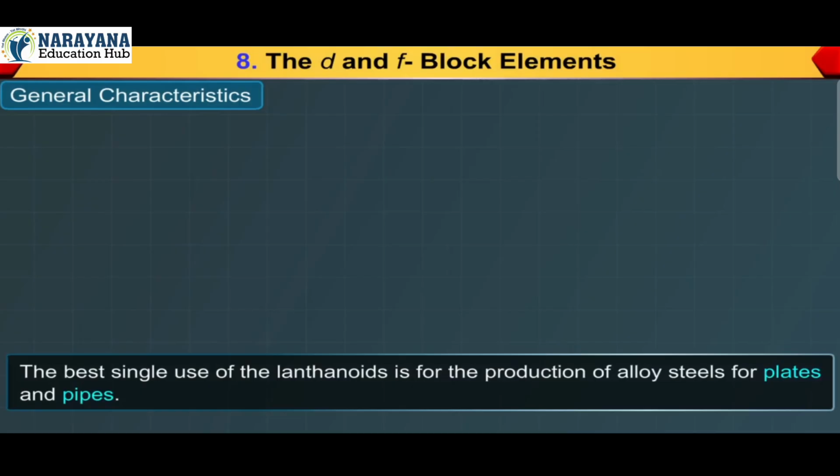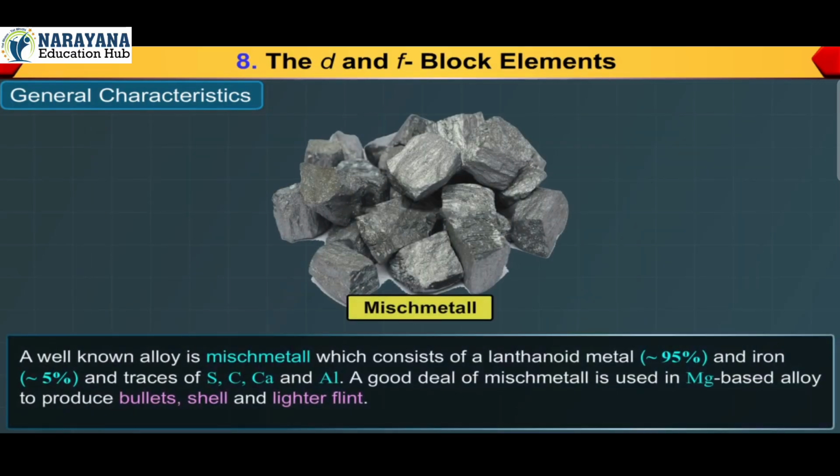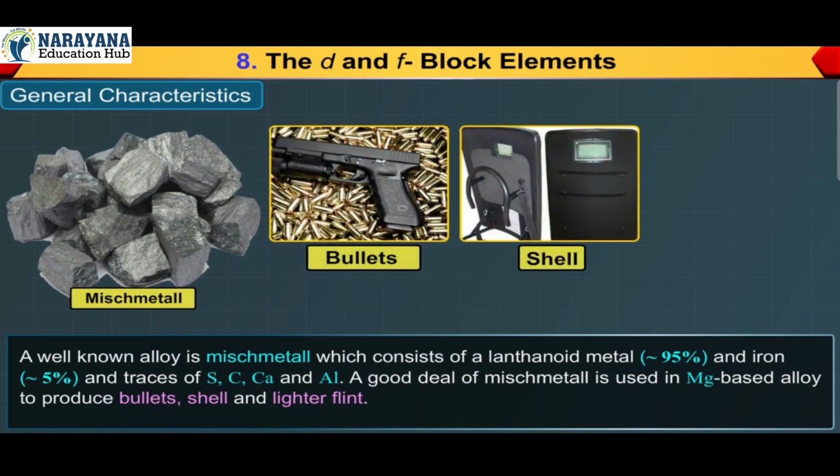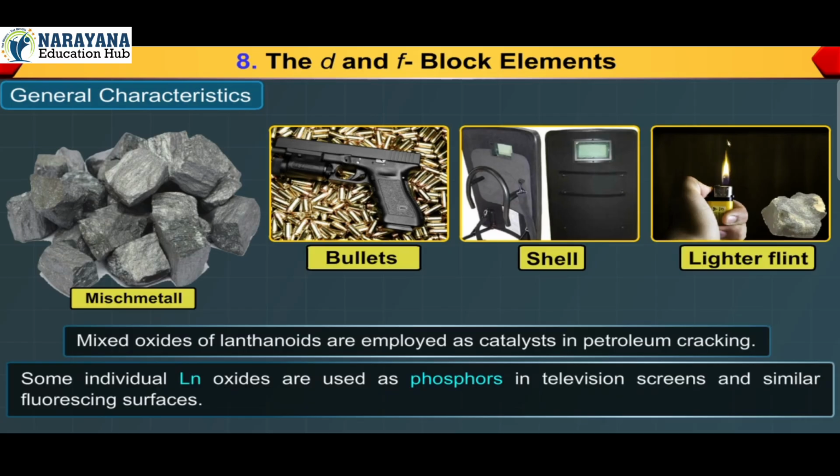The best single use of the lanthanoids is for the production of alloy steels for plates and pipes. A well-known alloy is mischmetal, which consists of a lanthanoid metal, that is about 95%, and iron, that is about 5%, and traces of sulfur, carbon, calcium, and aluminium. A good deal of mischmetal is used in Mg-based alloy to produce bullets, shell, and lighter flint. Mixed oxides of lanthanoids are employed as catalysts in petroleum cracking. Some individual oxides are used as phosphors in television screens and similar fluorescing surfaces.